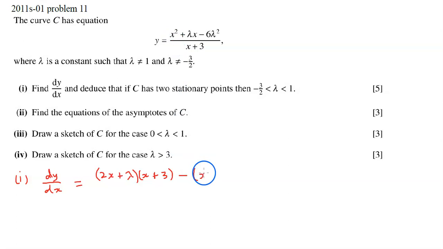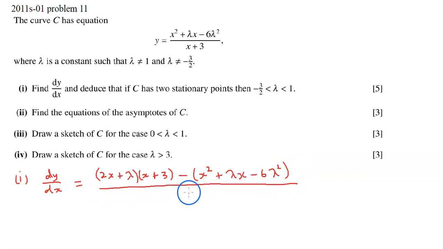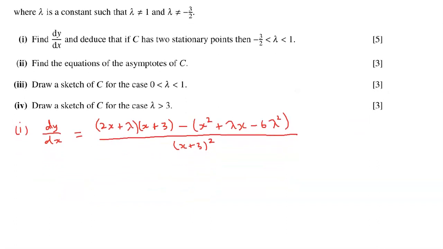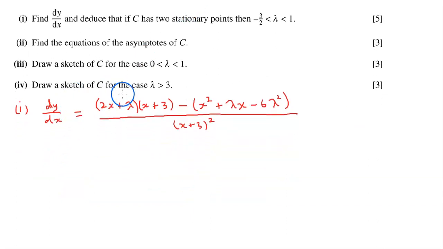So minus x squared plus lambda x minus 6 lambda squared, and the whole thing divided by x plus 3 squared. So that's our dy over dx. Now we need to find when it has stationary points. So stationary points is when it's equal to 0. In other words, the top part needs to equal 0.